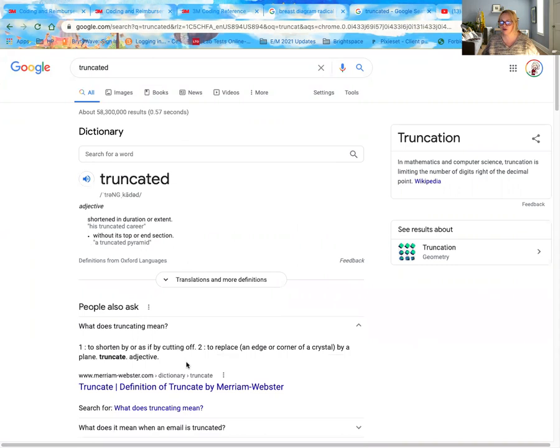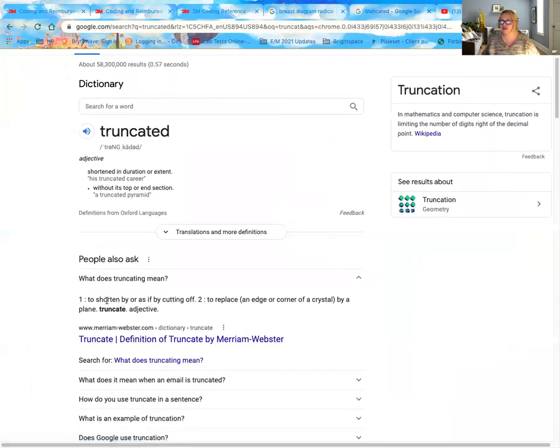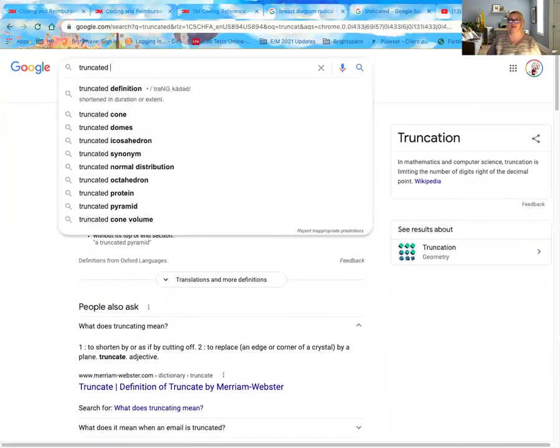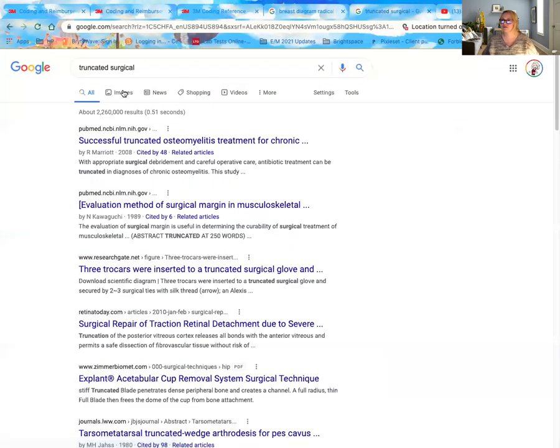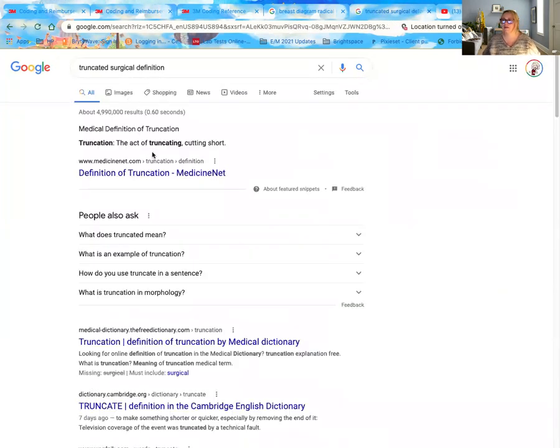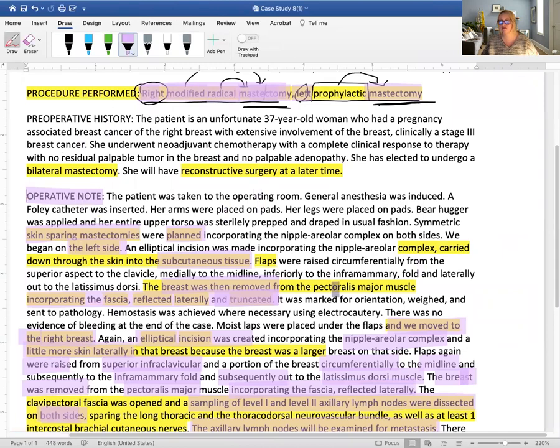And we can go further and look at additional details. So to shorten by cutting off, to replace by a plane, which is not the case here. And we can even take it one more step and say surgical definition. And this is just saying to cut short. So that helps us when we're looking through this, if we see these terms that are maybe unfamiliar to us. So they're just simply saying that it was cut along the side and then cut short. So it was cut off.